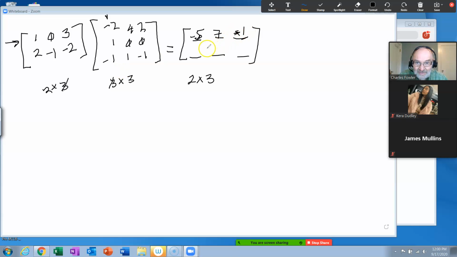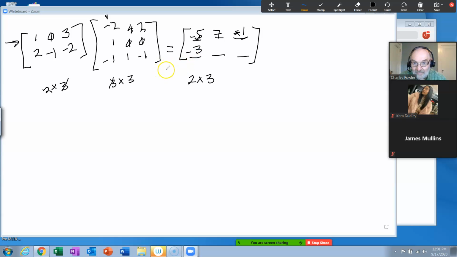This entry here, the next one, is the 2-1 entry, second row, first column. So we'll do second row here times the first column there. 2 times a -2 is -4. -1 times 1 is -1, so that'd be a -5. Plus 2 would be a -3.